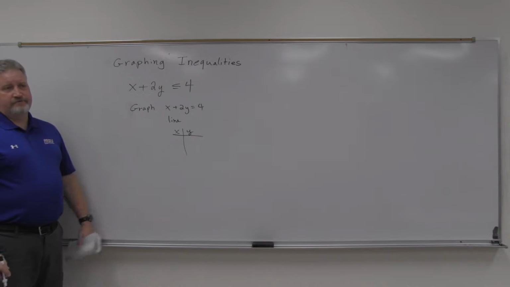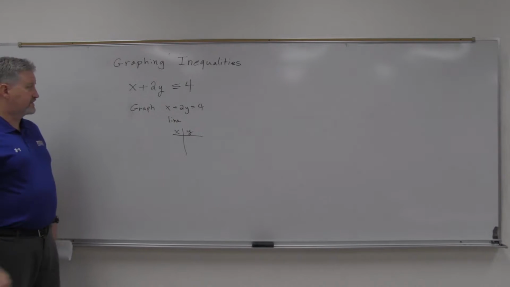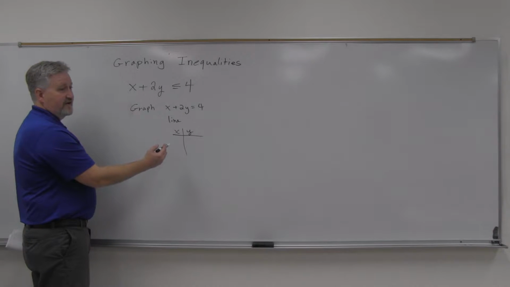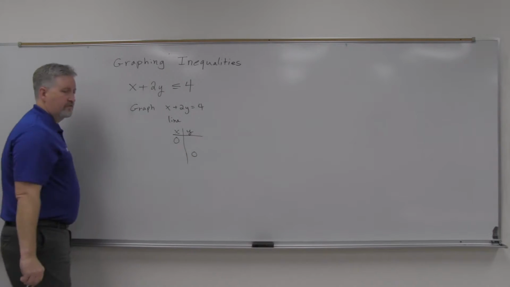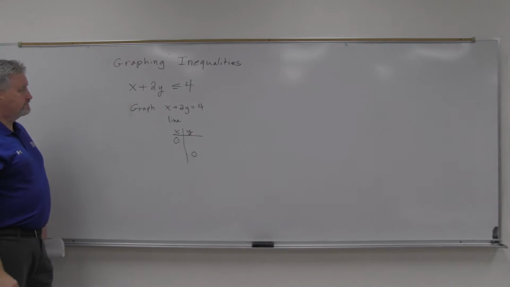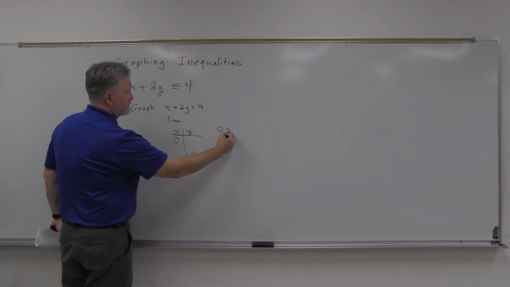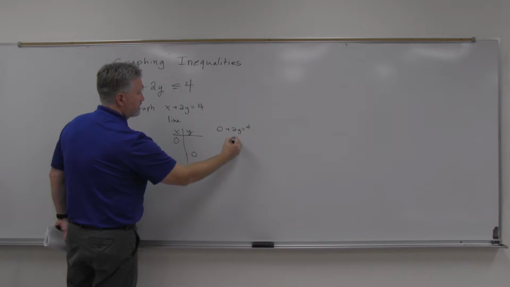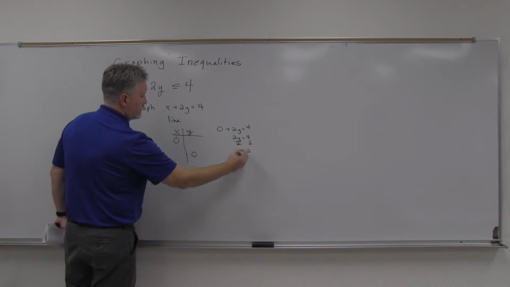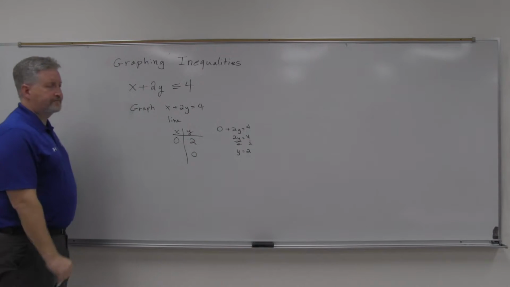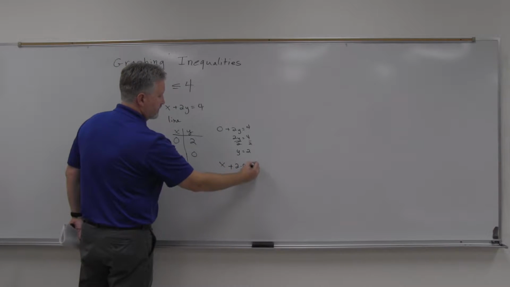You can do x equals 0, x equals 1, x equals 2, whatever your choice. What I like to do are the intercepts. The x is 0 and then the y is 0. They seem to be pretty easy ones to get. So if x is 0, we got 2y equals 4. So y would be 2. You can see it worked out there. And then if the y is 0, we'll have x equals 4.